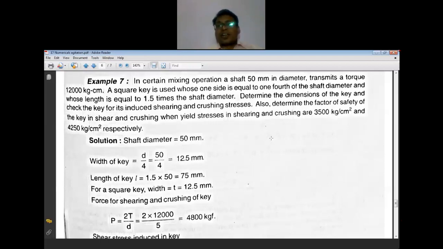Also determine the factor of safety of the key in shear and crushing when the yield stresses in shearing and crushing are 3500 kgs per centimeter square and 4250 kgs per centimeter square respectively. Now, the shaft diameter is given as 50 millimeter. So what will be the width of the key and the key length? W is equal to D by 4, so 50 by 4 comes out to 12.5 mm, and the length of the key is 1.5 times the shaft diameter, so that comes out to 75 mm. As it is a square key, the width will be 12.5 mm. This is the data we have analyzed and converted.